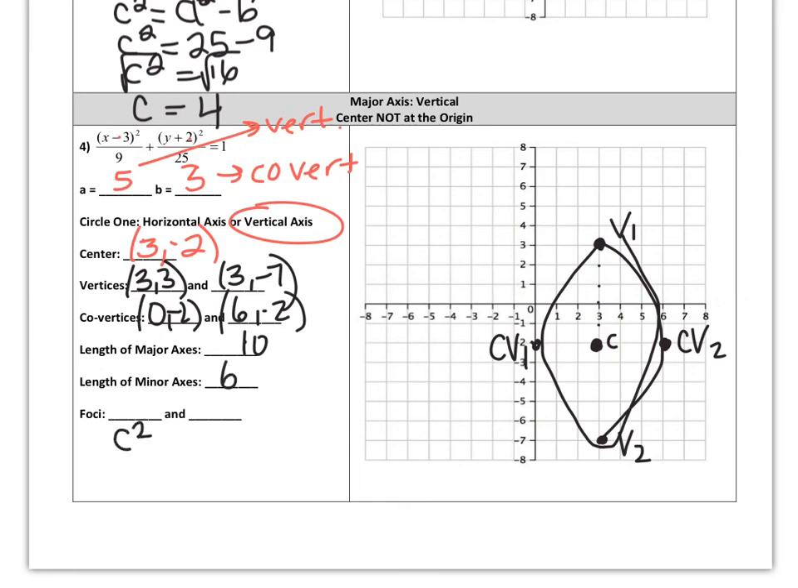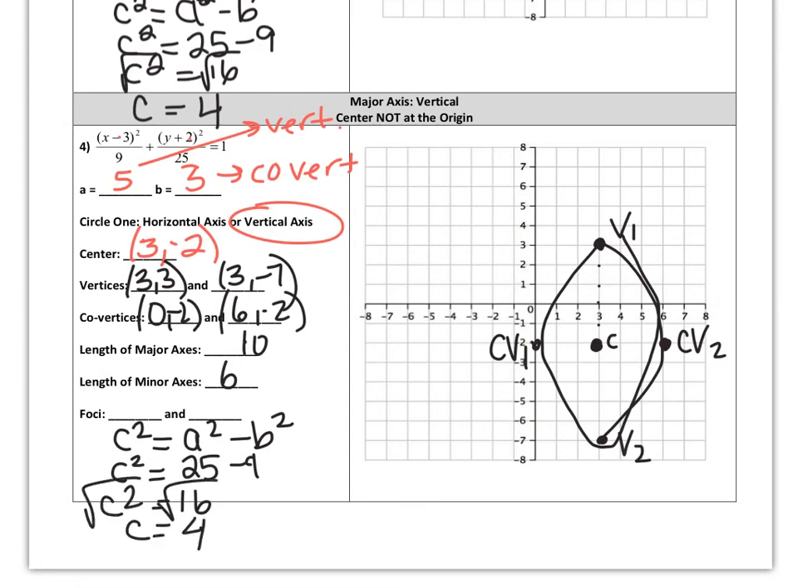And if I want to find the foci, I take c squared, which is equal to a squared minus b squared. So the a squared is 25, the b squared is 9. And if I subtract those, I get 16. Take the square root, I'll get 4. So on my major axis, we're going to go up 4. So 1, 2, 3, 4. This will be my focal point 1. And this will be my second focal point. And those coordinates are (3, 2) and (3, -6).